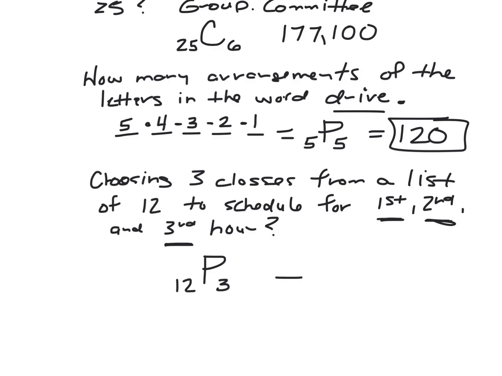I could also think of it as the multiplication counting principle. I'd have 12 choices for the first hour class, then 11, and then 10. So it's 12 choose 3. So I'd go 12, go to probability, choose permutation, and 12 choose 3 would be 1,320 different ways.